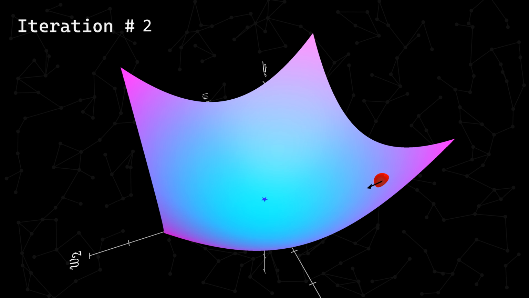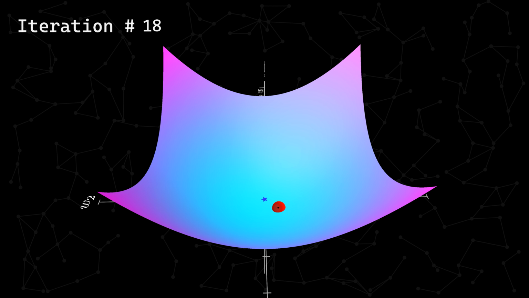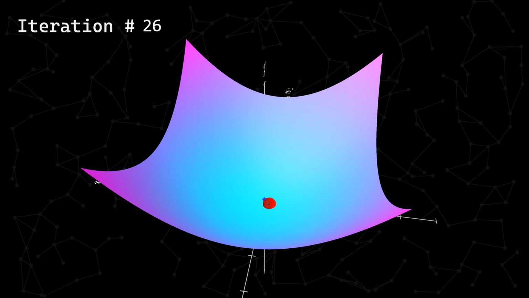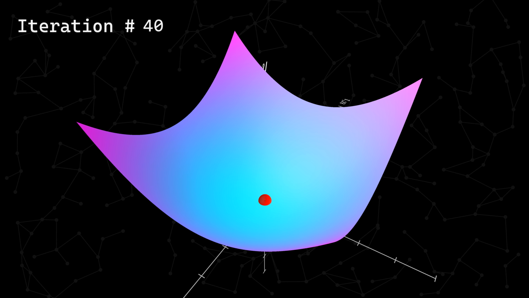The intent here is that repeating this simple process thousands, millions, or billions of times will result in the loss of our model being minimized, or in other words, the star at the bottom being reached.